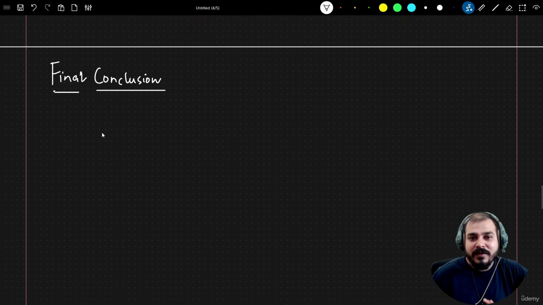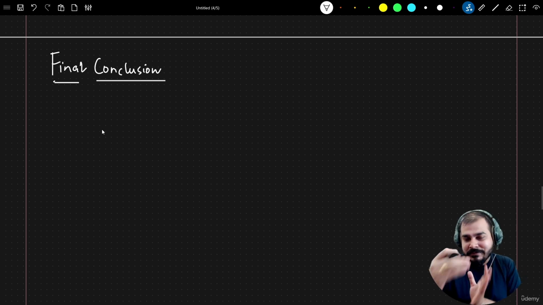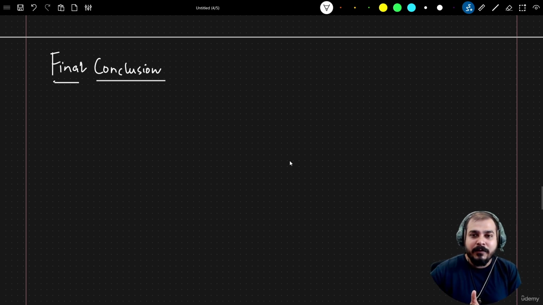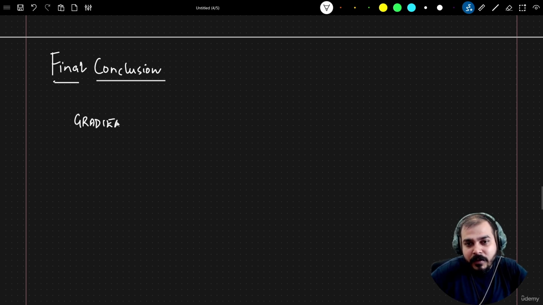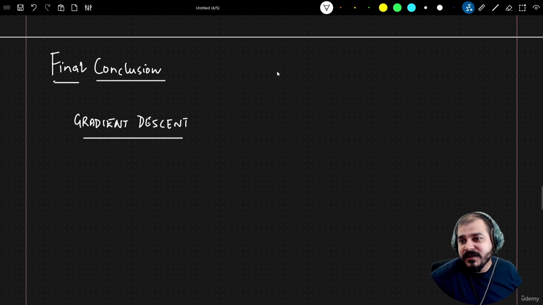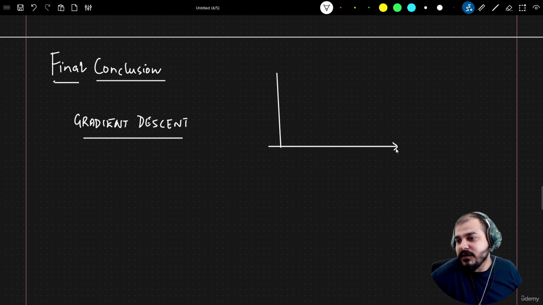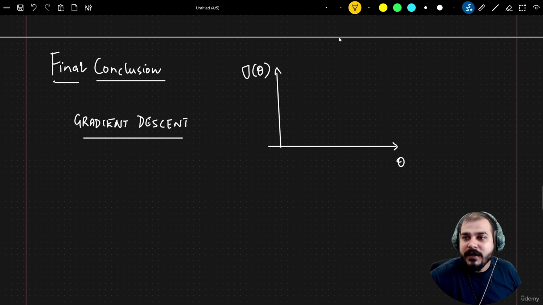Now, I really want to make one final conclusion and probably write some more equations. Till now, we saw that we have covered something called gradient descent, right? Whenever we talk about gradient descent, in short, we are talking about this specific curve. And this curve is what we get when we try to plot theta against J of theta. So over here, you'll see that this is the curve that we usually get.